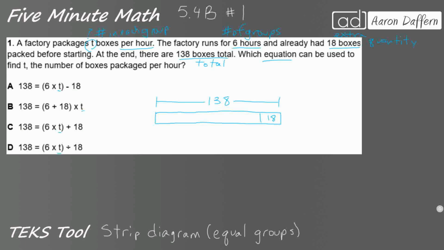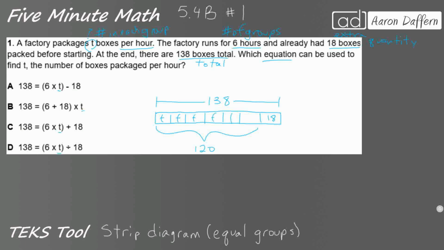And really, if you just subtract that 138 and that 18, we can do that mentally. There's 120 boxes that are still remaining to be packed. We don't really need that 120, but that helps us make sense of this. How many groups are there? There's 6 groups. All right, so I'm going to take that quantity, cut it in half, cut each half into thirds. All right, so there's my 6 equal groups. And then I've got, I don't know how many, T.